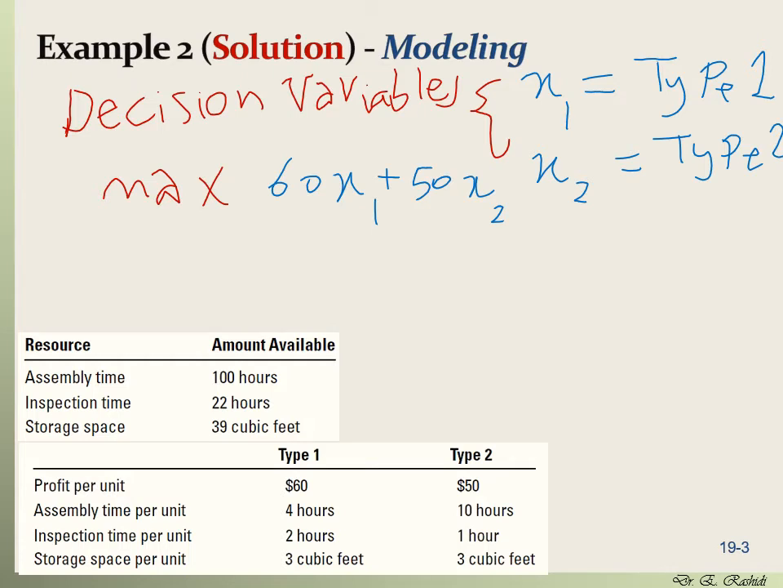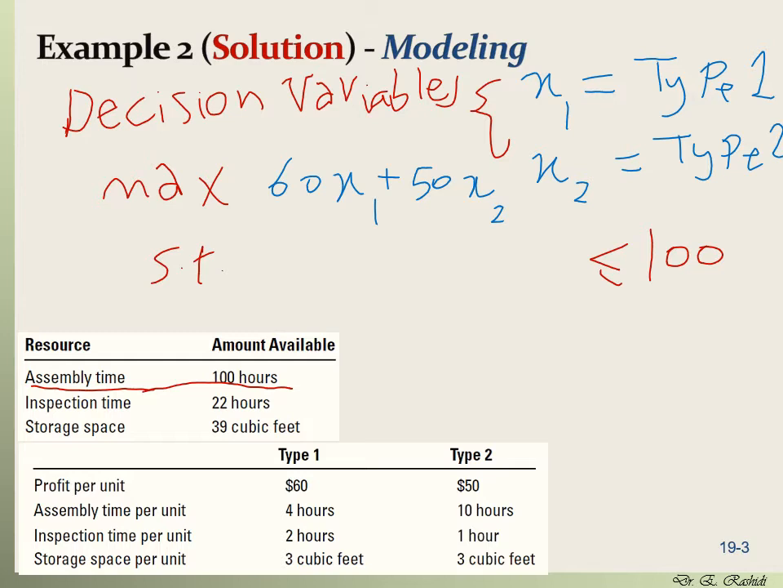Let's now go to the constraints. So this is subject to the constraints. One of the constraints that we can think about is the assembly time that they can spend on their production. They only have 100 hours of assembly time. That means the amount spent assembling type 1 and type 2 computers cannot exceed 100 hours. This is on the right side. And the left side is the amount spent assembling type 1 and type 2.